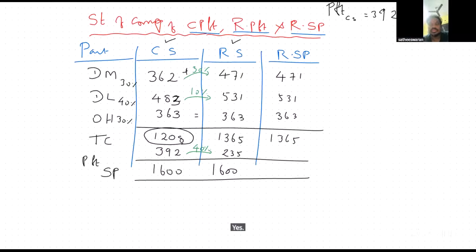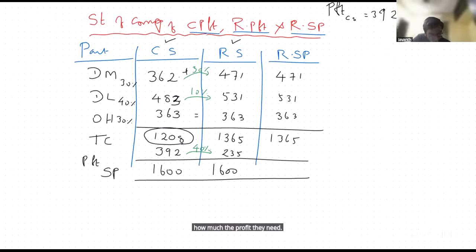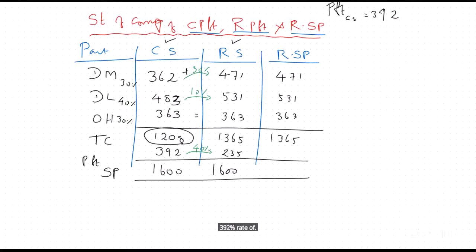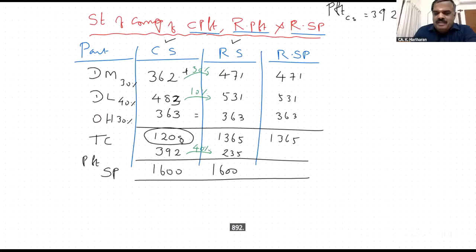How much profit do they need? The present profit is 392. What is the revised selling price?